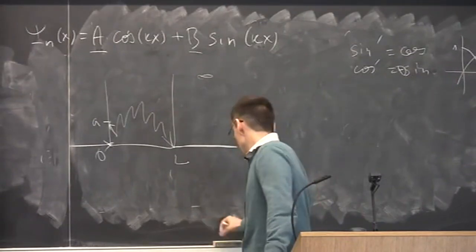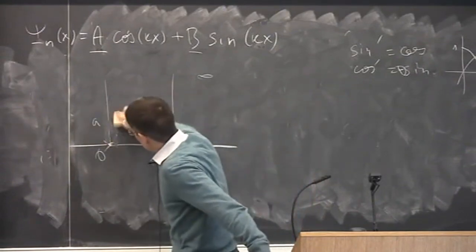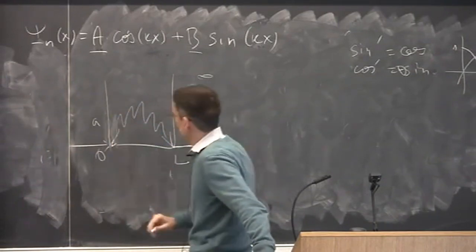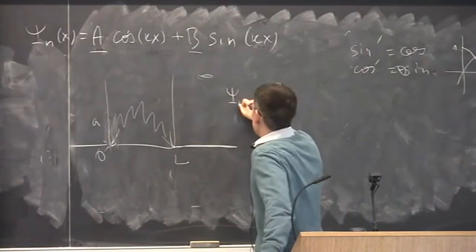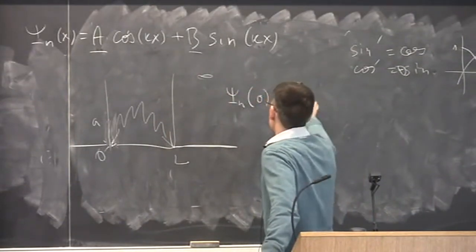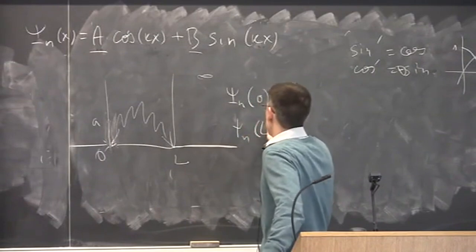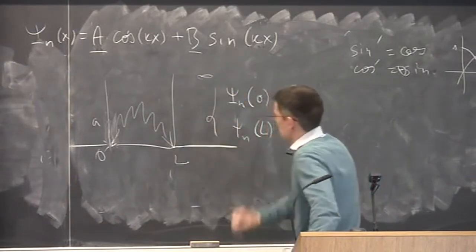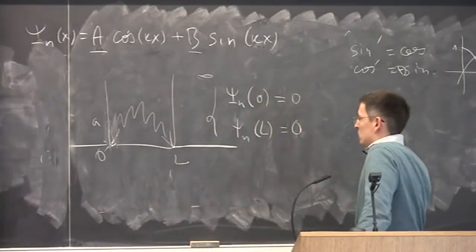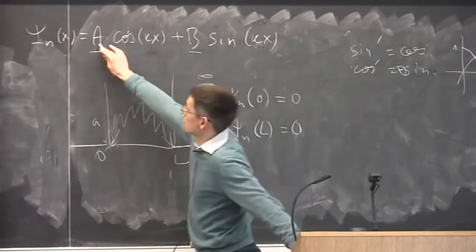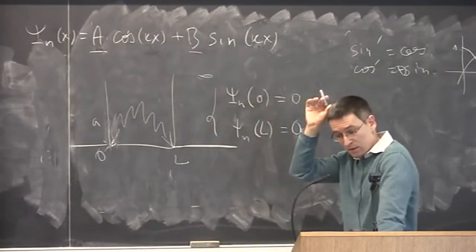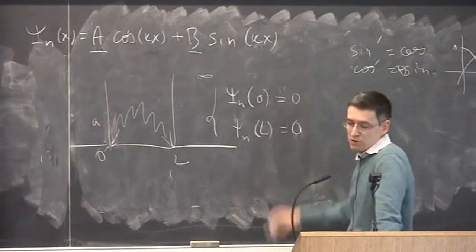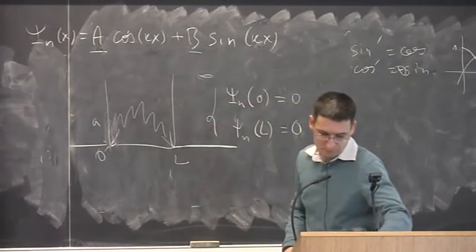Okay, so that's why the logic is very simple. Function must go to 0 at the boundaries. So we have the function at 0 equals 0 and the function at L equals 0, right? So there are two conditions. Then you have two unknowns, A and B. So two conditions and two unknowns. You have a system of equations that you can solve and find A and B.